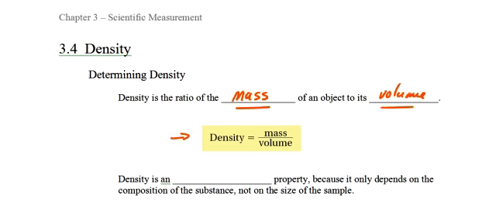Here's the equation that describes density, and that's an equation you'll be able to use on any test, quiz, or the final exam. Now the deal with density is that it is an intensive property because it only depends on the composition of that substance, not on the size of the sample. Gold has a particular density. It doesn't matter if you have a little bit of gold or if you have a block of gold. Water has a particular density, whether or not you have a drop of water or Lake Erie full of water. Its density is the same regardless, as long as we're talking about pure water, pure substance.